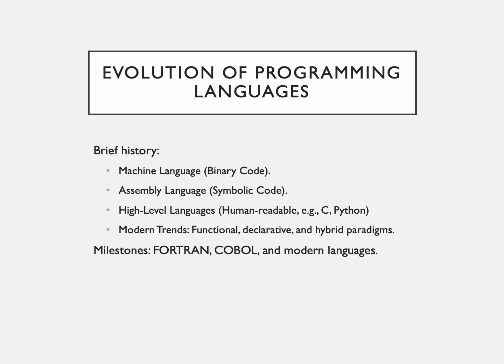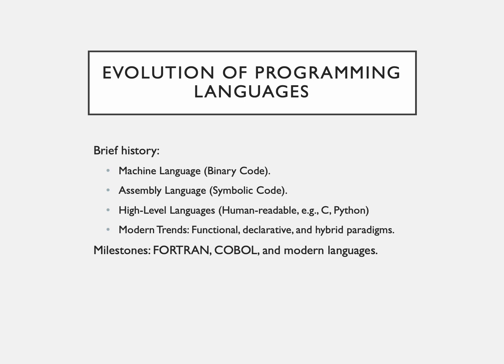Fourth is modern trends in programming paradigms. As the need for more efficient and scalable solutions grew, modern paradigms such as functional programming, declarative programming, and hybrid approaches gained popularity. Functional languages like Haskell emphasize immutability and pure functions, while declarative languages like SQL allow developers to describe what needs to be done rather than how to do it. Hybrid languages like Scala combine features from multiple paradigms.